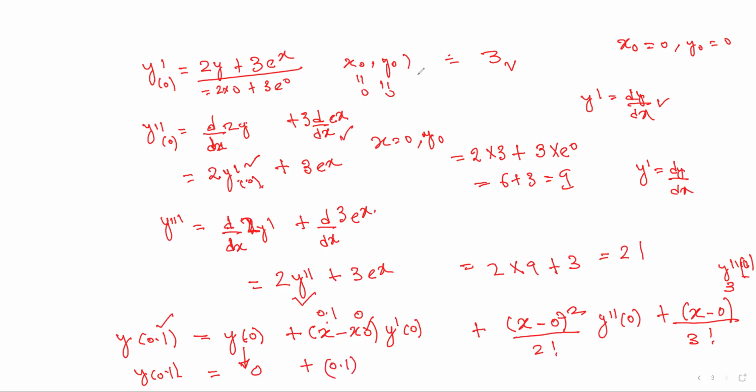Y dash of 0, which we just now saw, was equal to 3, so you multiply this with 3. Then plus 0.1 whole square over 2 factorial, which is 2. Y double dash of 0, which we just found, was equal to 9, so multiply it with 9. Plus 0.1 cube over 3 factorial, and y triple dash of 0 was equal to 21, so multiply this with 21. If you put this in the calculator, you will get y of 0.1 equal to 0.3485.